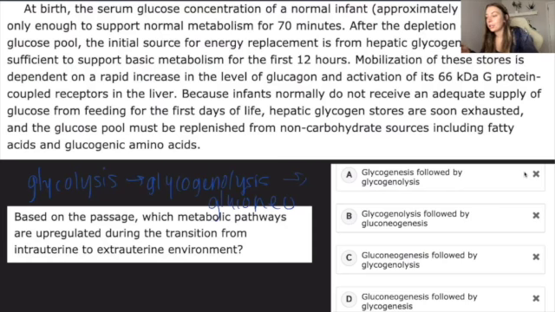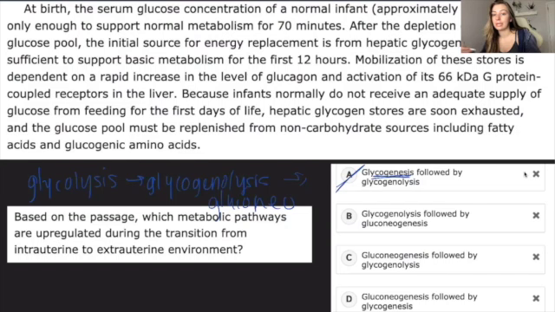A says glycogenesis followed by glycogenolysis. So we're not ever making glycogen in this passage. We're only searching for ways to use the energy. You know, we need energy now. We don't have energy to create glycogen from. We need energy now. So we're not doing glycogenesis first in any way.